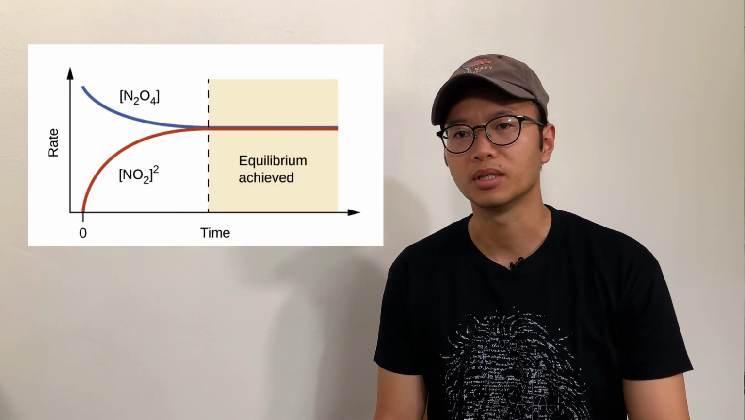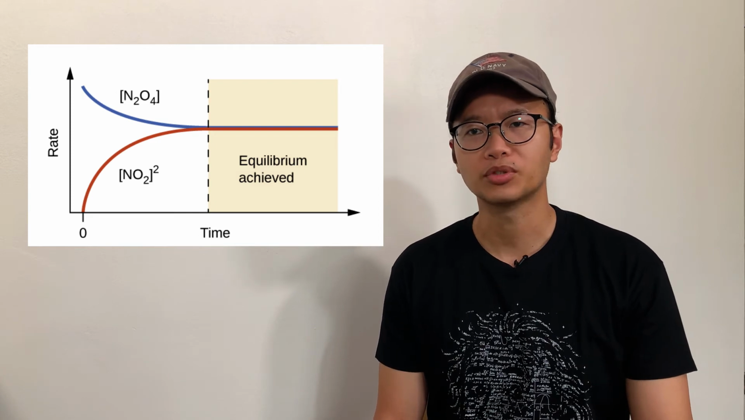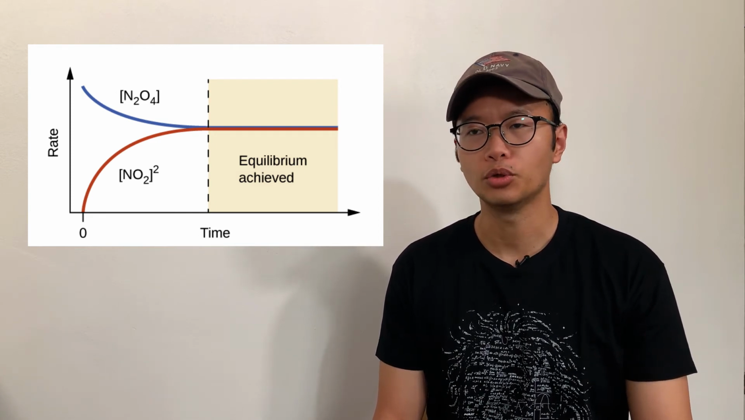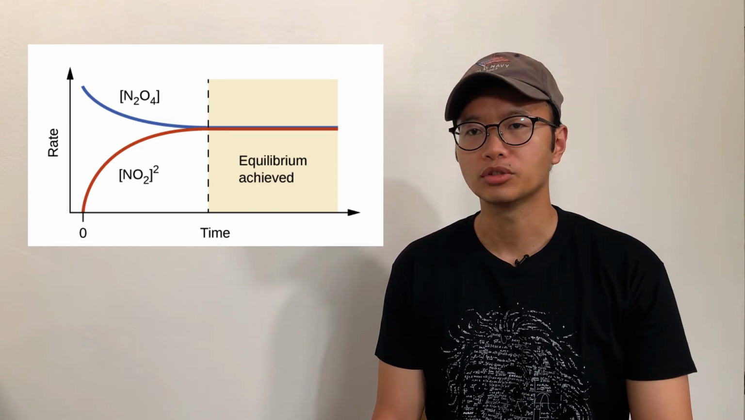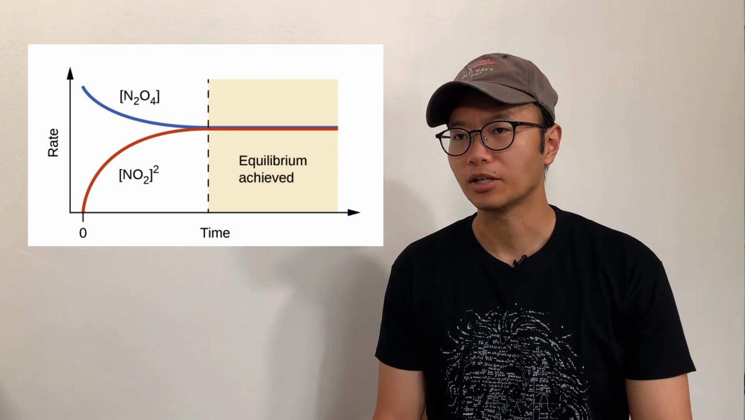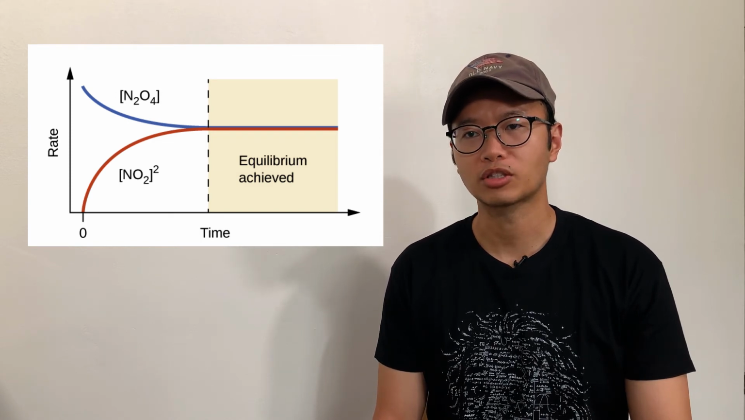Since the concentrations of reactants and products remain constant, it suggests that the rate of decomposition from dinitrogen tetroxide to nitrogen dioxide equals the rate of the reverse reaction from nitrogen dioxide to dinitrogen tetroxide. Correct, Benjamin. In other words, on a molecular level, some dinitrogen tetroxide molecules decompose into nitrogen dioxide at the same rate that nitrogen dioxide molecules recombine to form dinitrogen tetroxide.